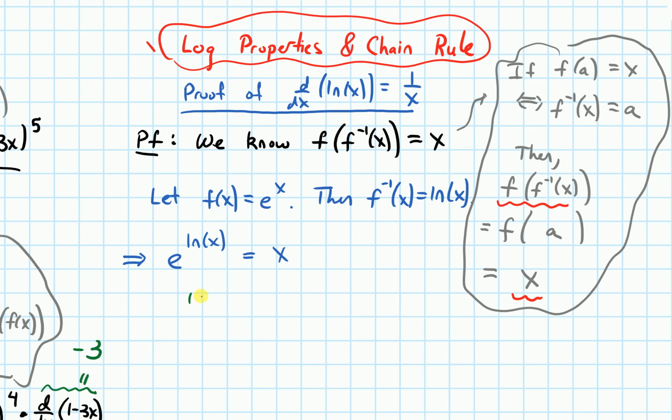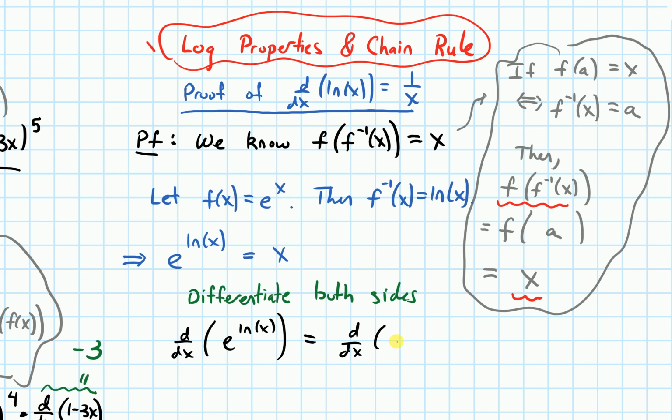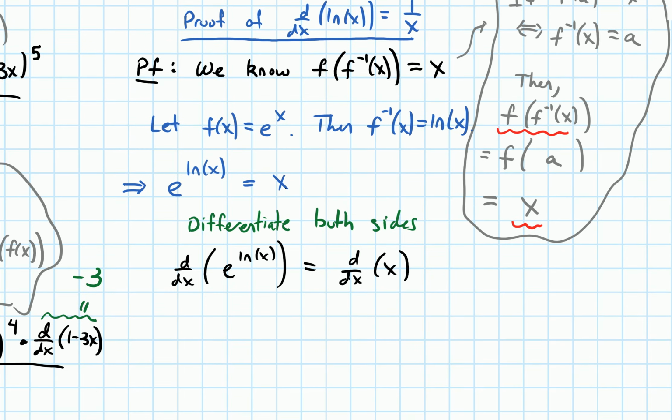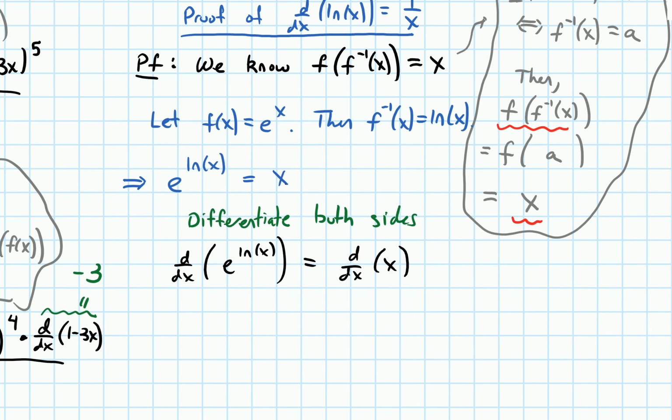So now let's differentiate. That just means take the derivative of. Differentiate both sides. So we will take d dx, the derivative of e to the ln of x, the derivative of the left-hand side, and we'll take the derivative of the right-hand side. If those two sides are the same, then their derivatives should also be the same. Okay, so when we take the derivative of the left, let's do a little bit of chain rule review, just like in the last video.